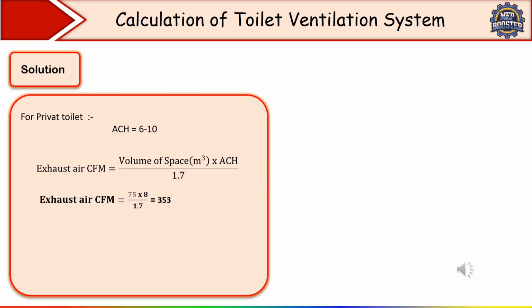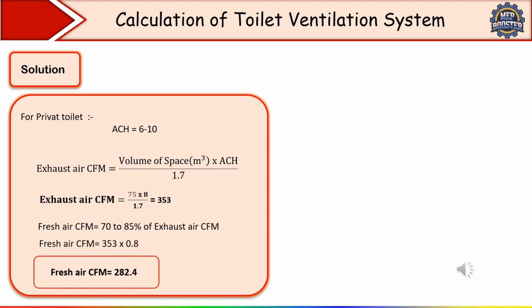Once you get the exhaust air CFM, you can easily get the fresh air CFM. Now tell me, what is the formula to find out the fresh air CFM? As per ASHRAE, 70 to 85% of exhaust air CFM is our fresh air, and we have calculated exhaust air CFM 353. Now take 80% of this. So finally you will get the fresh air CFM 282.4 CFM. It means that much air we have to supply from outside to inside to maintain or improve the indoor air quality.